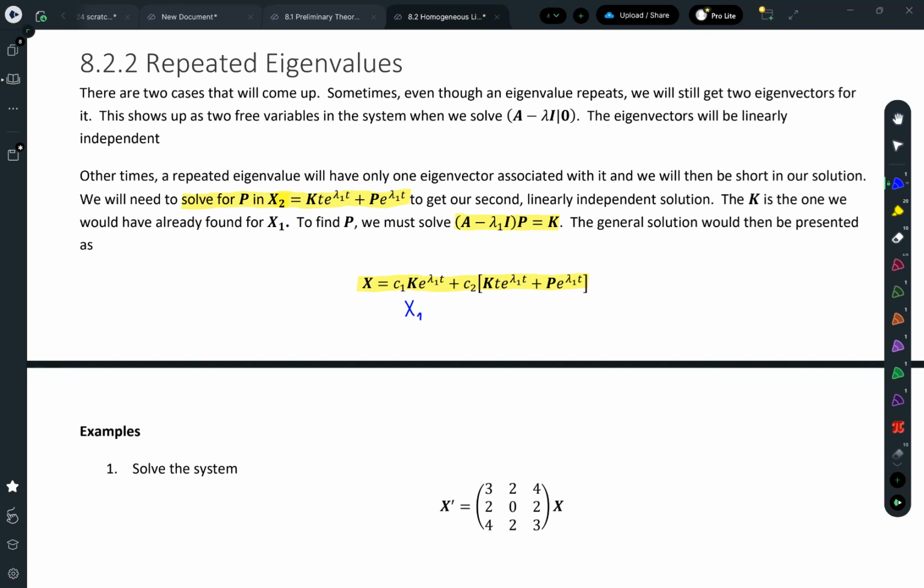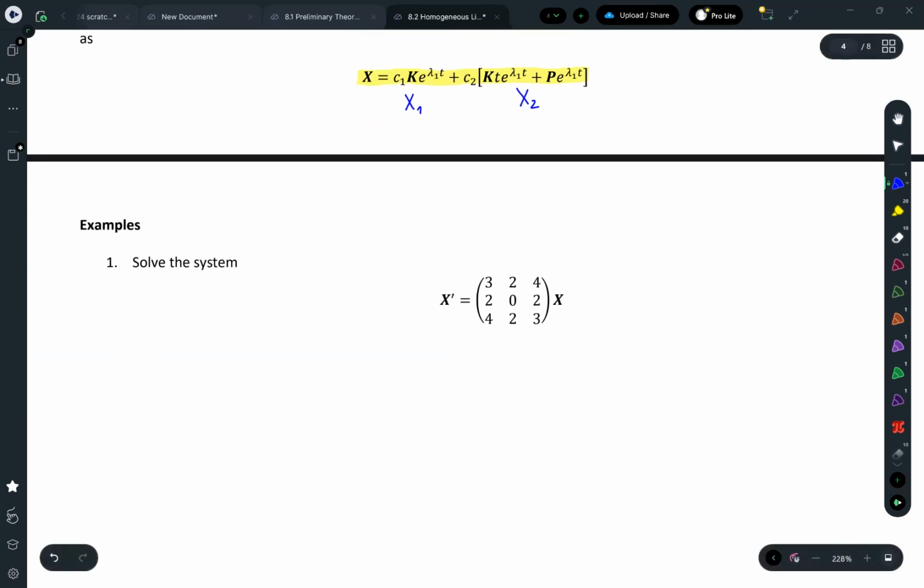That's kind of like what we saw when we were dealing with just one linear constant coefficient homogeneous differential equation, but then plus the p e to the lambda 1t. So this is all the x2 vector. All right, let's see a couple of examples.